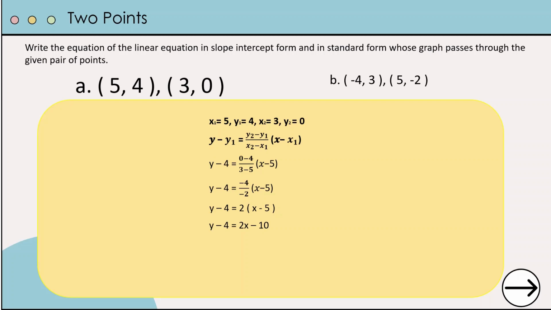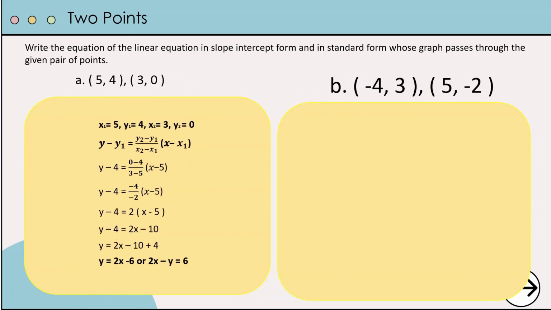And this time, let's put negative 4 on the right side of the equation. This becomes y equals 2x minus 10 plus 4. We further simplify, this becomes y equals 2x minus 6, or if we transform this into its standard form, this becomes 2x minus y equals 6.